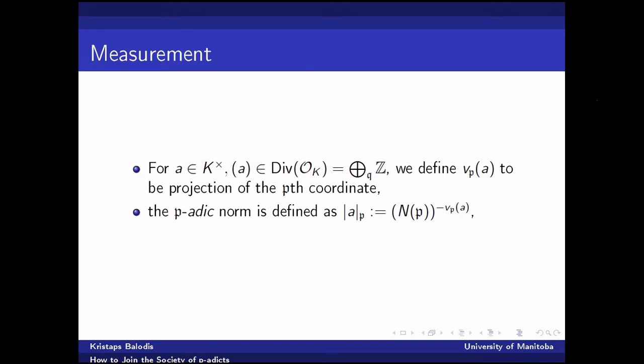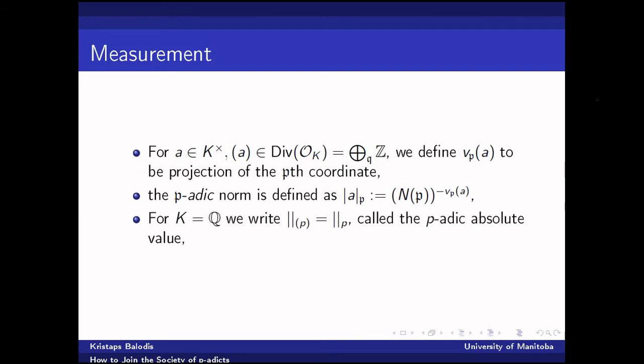So then we're going to define the p-adic norm as follows. N of p here, recall, is the numerical norm. So this is simply the size of the finite quotient ring, which is the ring of integers modulo the prime ideal p. So N of p is that cardinality, and we're going to raise it to the negative of this v sub p of a.